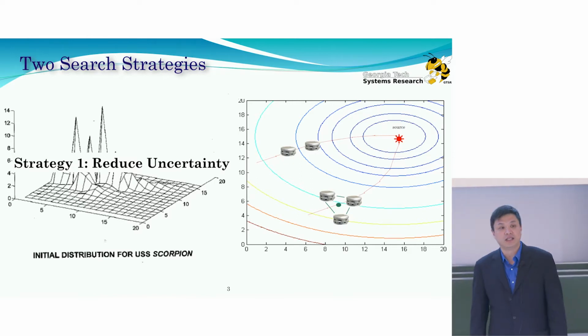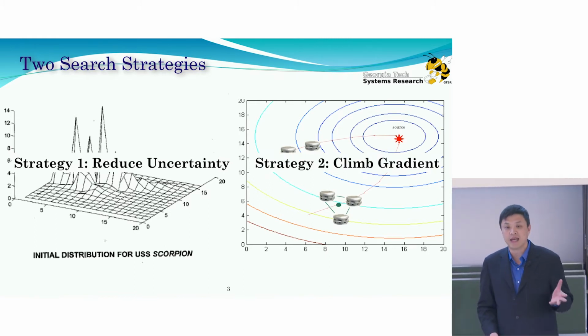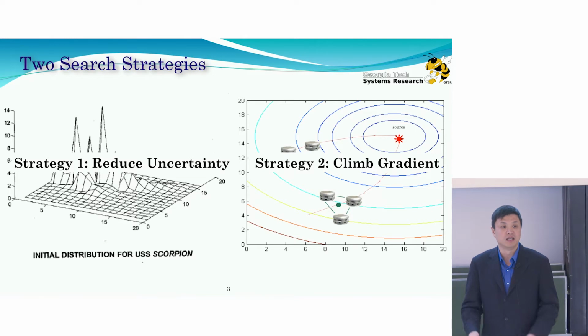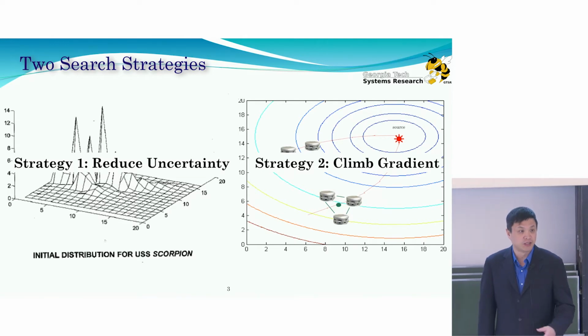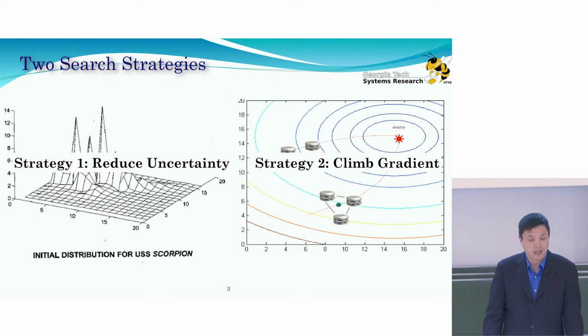And the second strategy is climbing the gradient. This is the case when the target emits some kind of signal, and you leverage these signals. You try to coordinate the search effort towards increasing the strength of the signal until you reach the target. So far, these are the only two strategies we know.